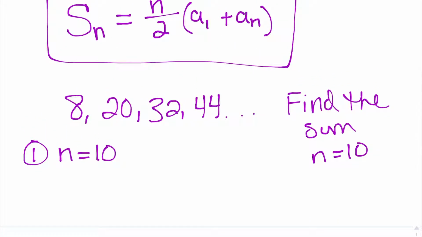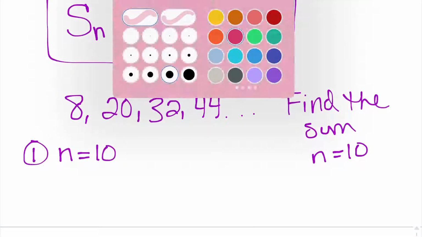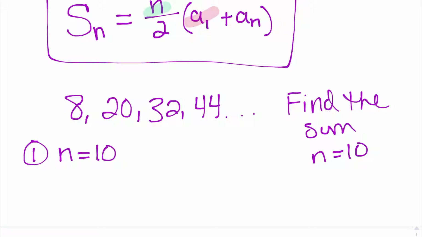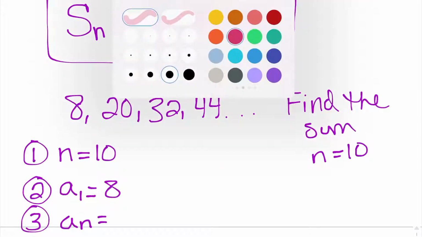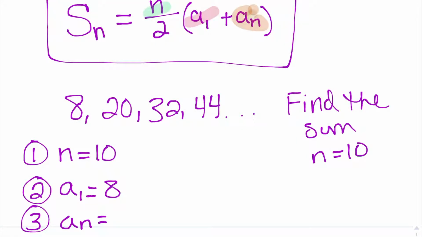If I think about all the things I have to fill in my formula, I need n. Then I need a sub 1, and so a sub 1 in this case is going to be 8. Remember, we're assuming that we're given the first term unless they say otherwise. And the third piece of information we need to know is a sub n, right? This piece down here. That's the piece that's a little trickier to find.